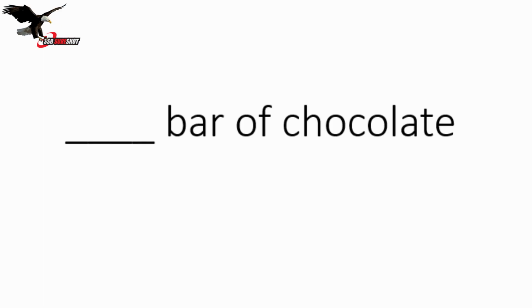Now let's test your knowledge, shall we? Here are some fill in the blanks, and I want you to fill the blanks with either a or an, depending on the proper usage. In the first question, if you said a bar of chocolate, you're right. Because bar starts with the sound b, which is a consonant sound. So a would be appropriate.